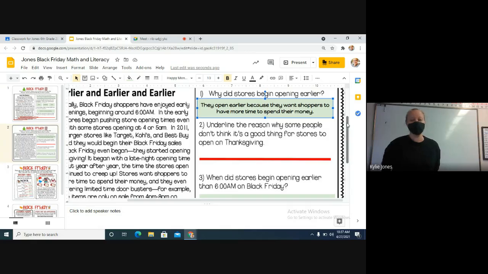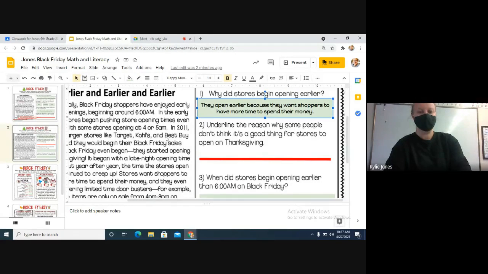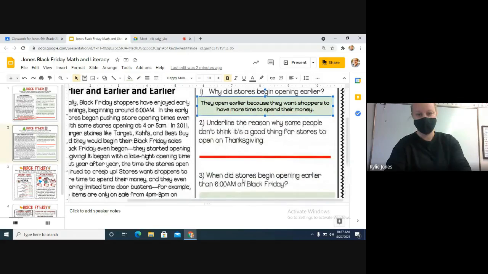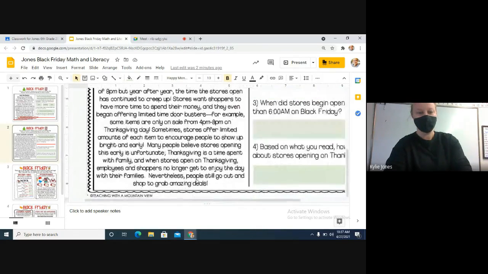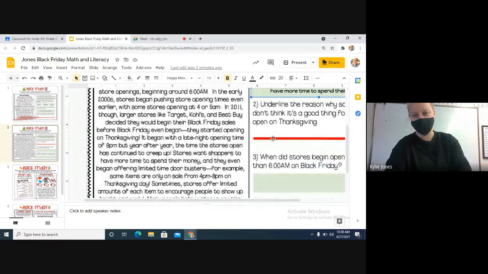Number two. Kaylin, will you read number two for us? All right, so we got people that think that it's not a good idea to be open on Thanksgiving. Bradford, do you know where the reason is? Where is it at? Where do you see that? It's on the bottom. Thanksgiving is a time spent with family. Good. So let's go ahead and move that line.